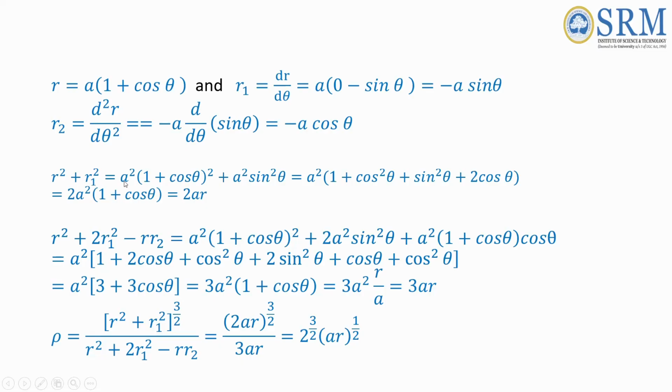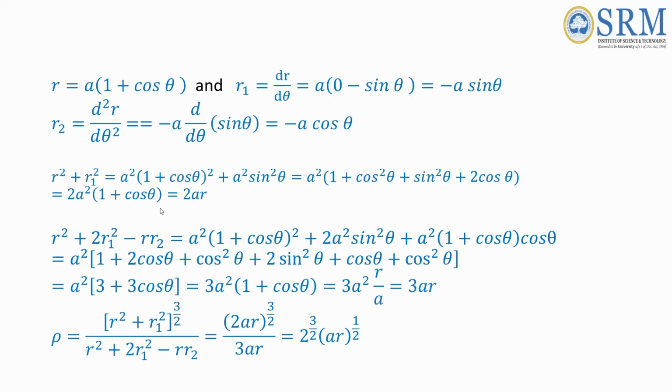So r square plus r1 square equal to a square into 1 plus cos theta whole square plus a square into sin square theta. By using the formula a plus b whole square, we are rewriting this as a square into 1 plus cos square theta plus sin square theta plus 2 cos theta. And after grouping this, we are getting 2a square into 1 plus cos theta, but 1 plus cos theta is equal to r by a. Therefore, we have the final expression, that is 2ar.